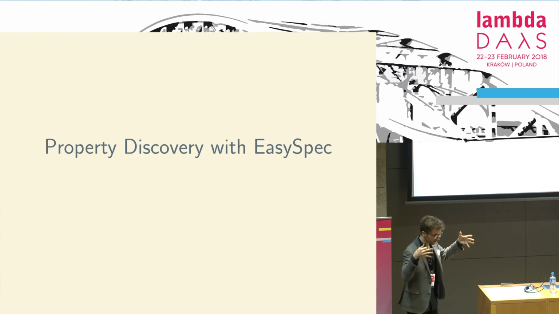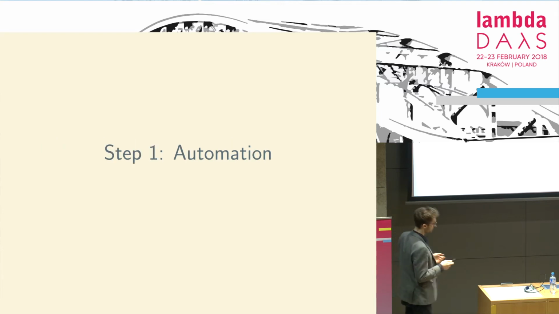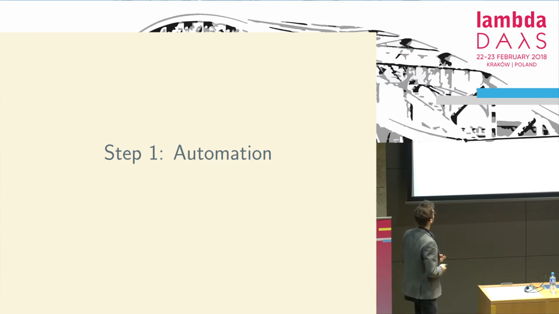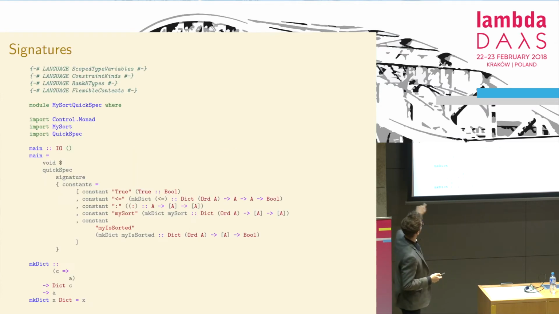So this is where my work starts. We wrote something called EasySpec that is supposed to solve the problems with QuickSpec. The first part is to automate the part of writing this entire piece of code so that you can actually run QuickSpec. And the way we do that is we will try to generate this part of the code. The rest is sort of boilerplate.